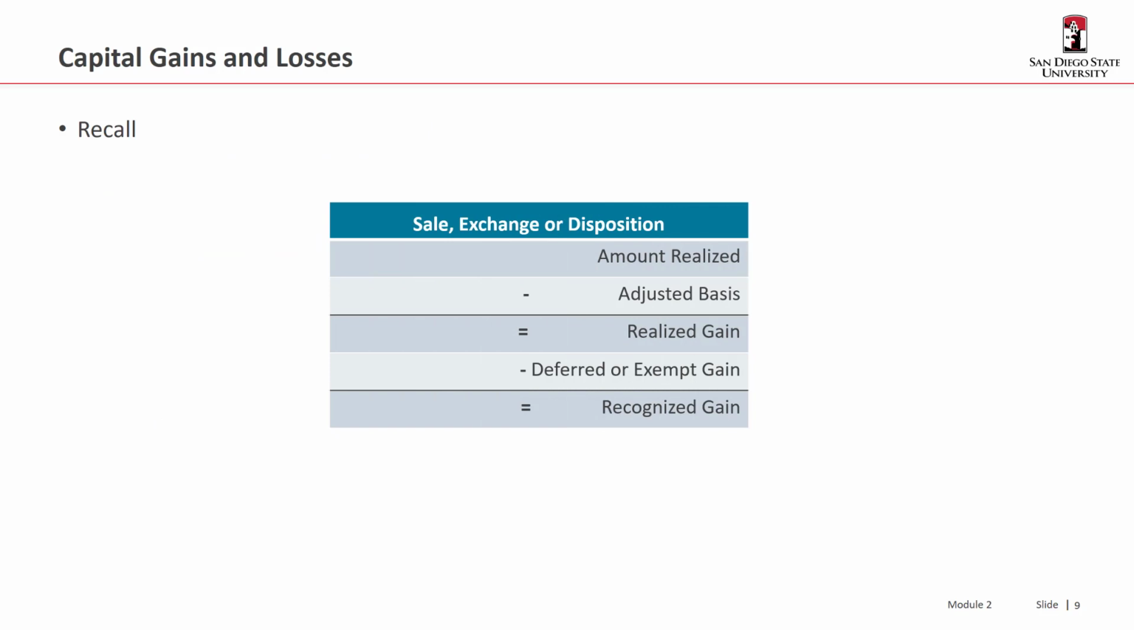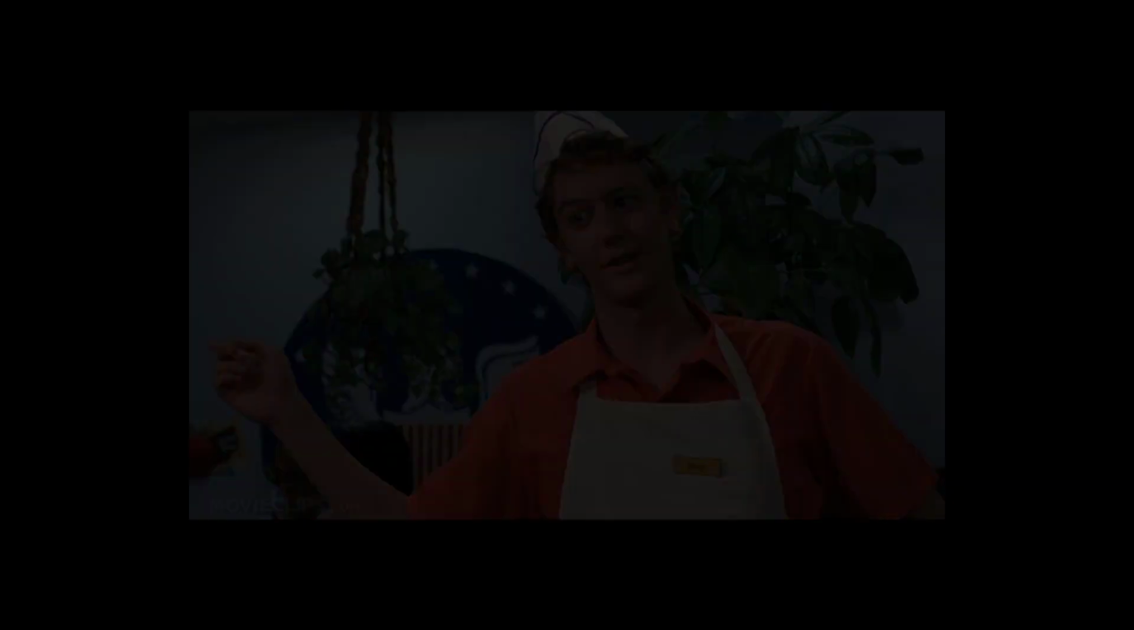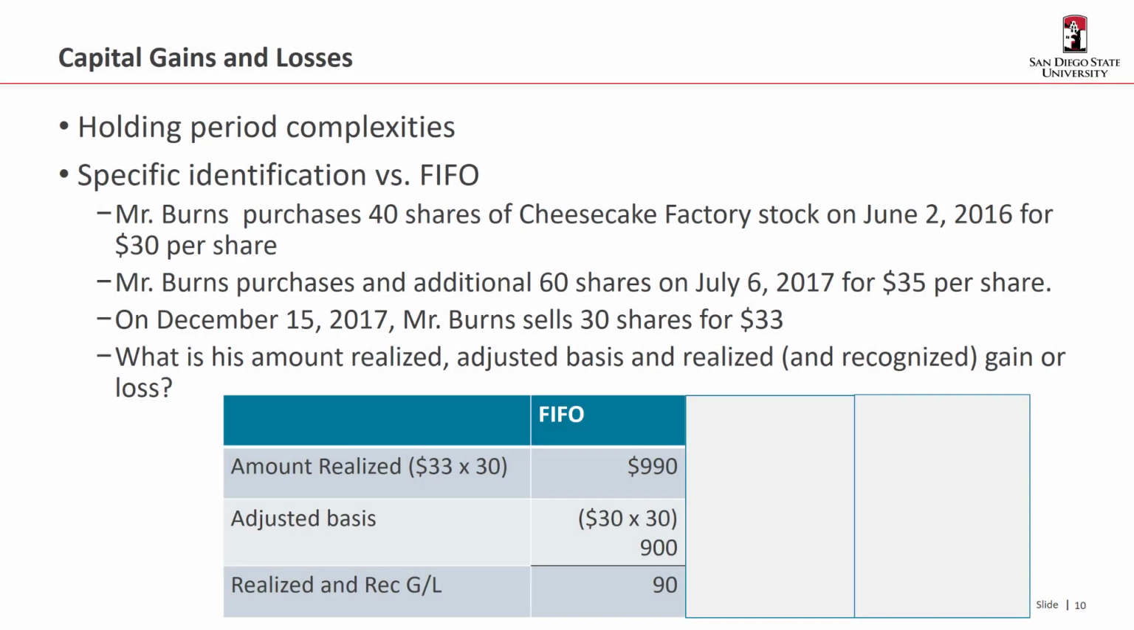All right. So recall this: amount realized minus adjusted basis equals realized gain or loss, less any deferred or exempt gain or loss is the amount of recognized gain or loss. Learn it, know it, live it. Okay, with that in mind, let's talk about some holding period complexities.